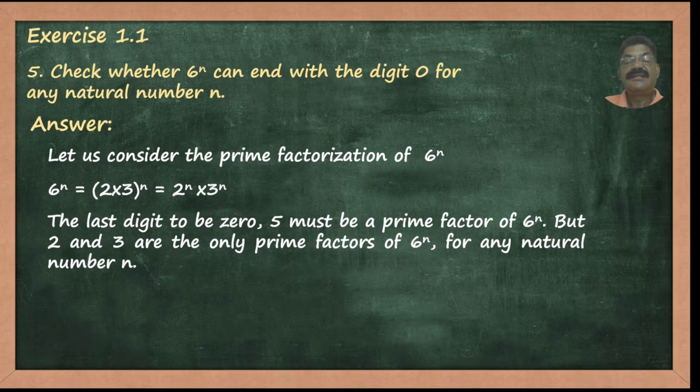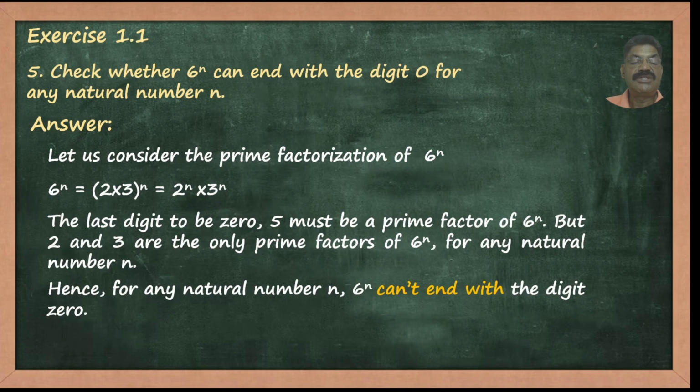If the last digit is 0, definitely for that composite number, 2 and 5 must be prime factors. But here, 2 is the only such prime factor, 5 is not present. So, for the last digit to be 0, 5 must be a prime factor of 6 power n. But 2 and 3 are the only prime factors of 6 power n for any natural number n. Hence, for any natural number n, 6 power n cannot end with the digit 0.